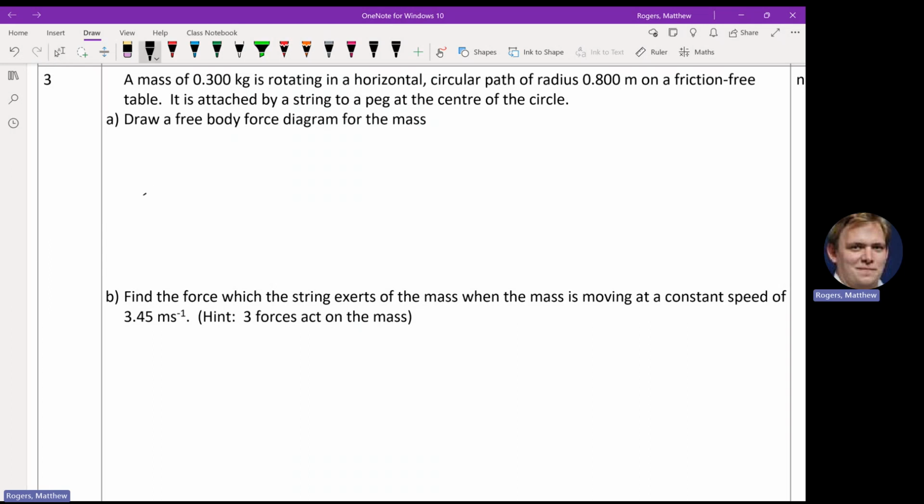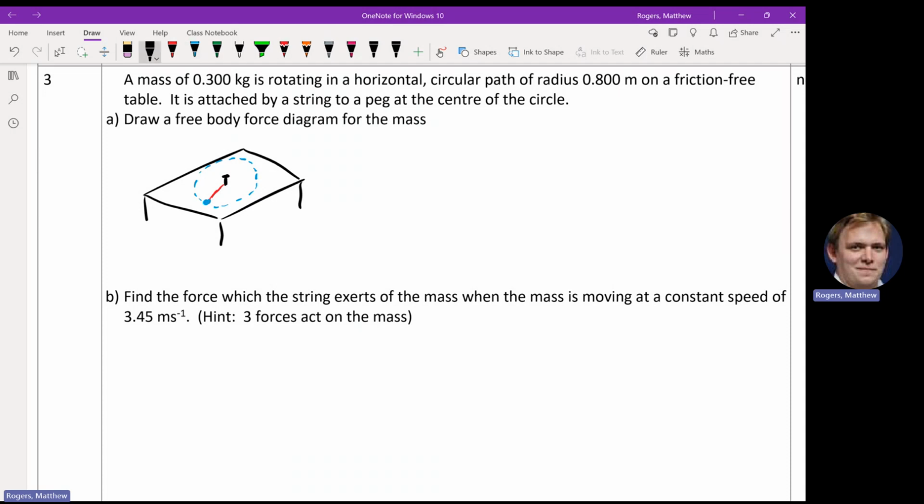I think perhaps the first thing is to make sure we're picturing this correctly. So if this is my table, somewhere on my table there's a peg that's sticking up out of the table. I'm picturing it a bit like a drawing pin. And attached to this there is a string attached to an object of mass 0.30 kilograms, and this is going around on this friction-free surface. So it's going to keep moving at a constant speed, but the tension in the string is going to force it to go in a circle.